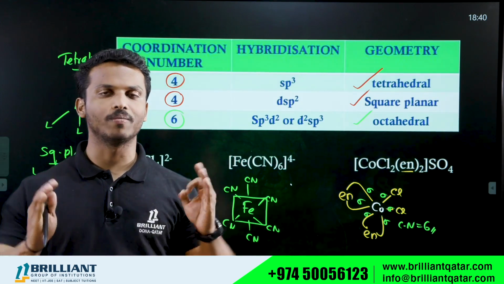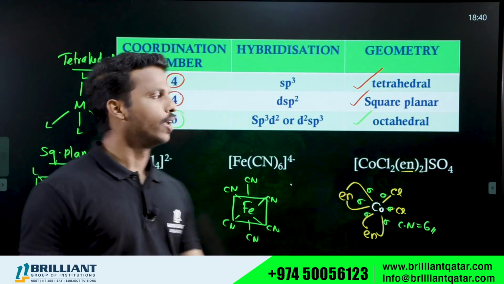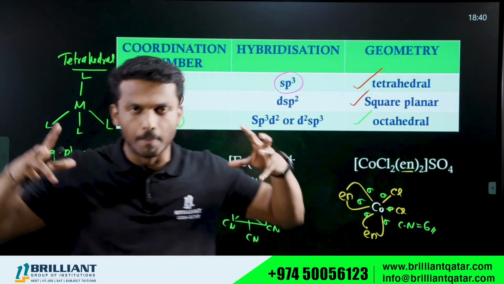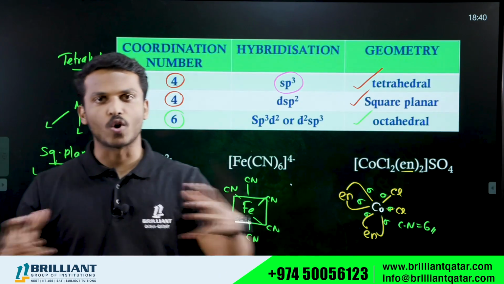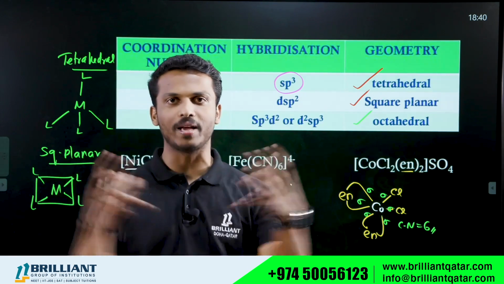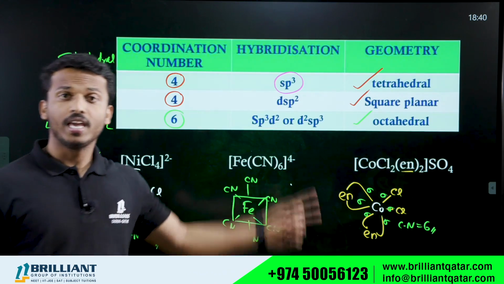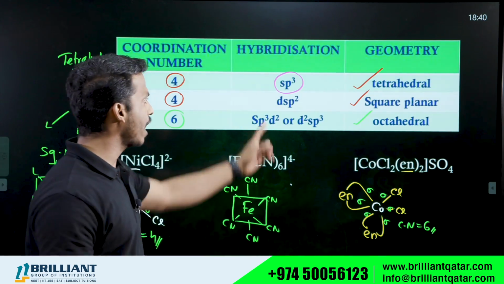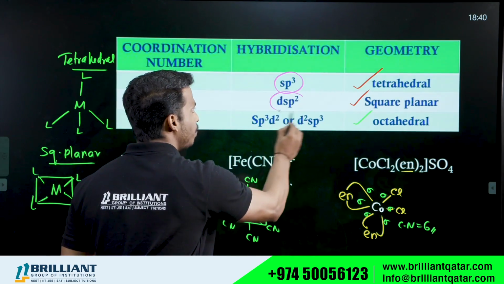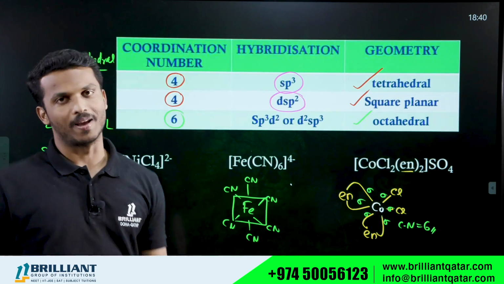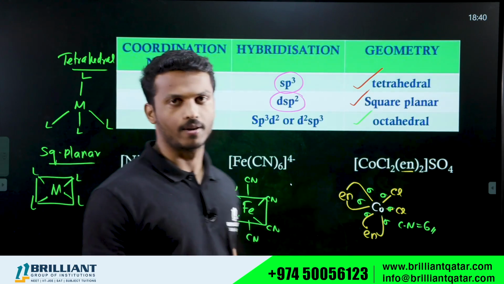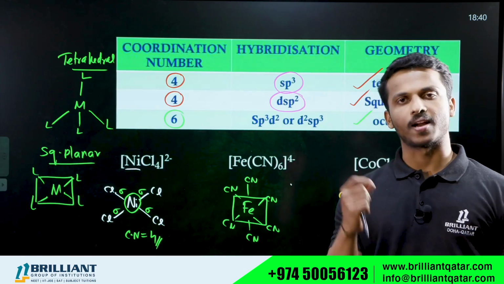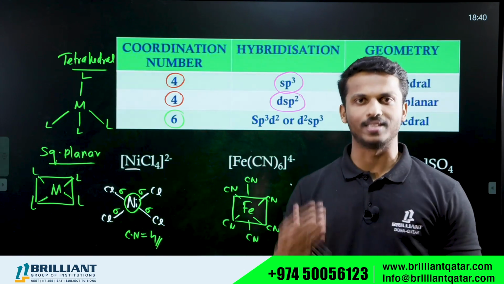How can you confirm the given complex is tetrahedral? It depends on the hybridization. What is meant by hybridization? It is the mixing of orbitals: s orbital, p orbital, d orbital can be mixed. That's called hybridization. If the hybridization is sp3, the structure is tetrahedral. If the hybridization is dsp2, it is called square planar. Study carefully. I will tell you how to calculate the hybridization later.